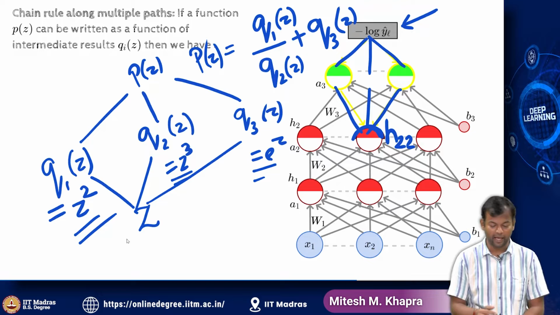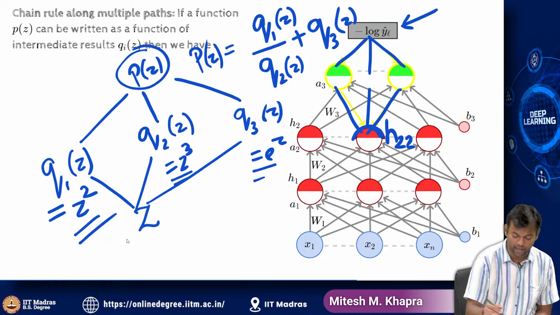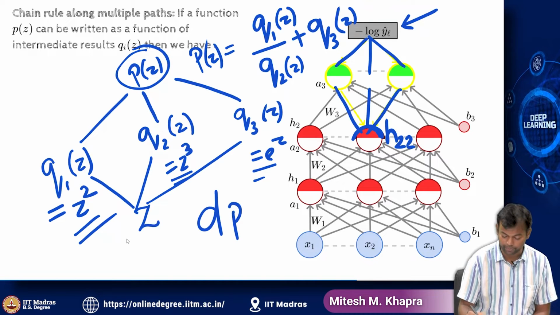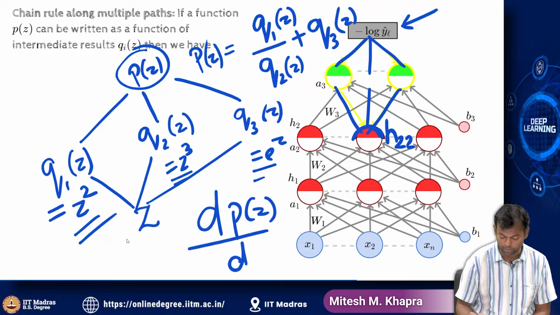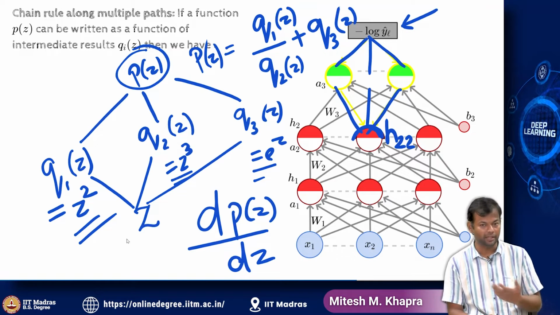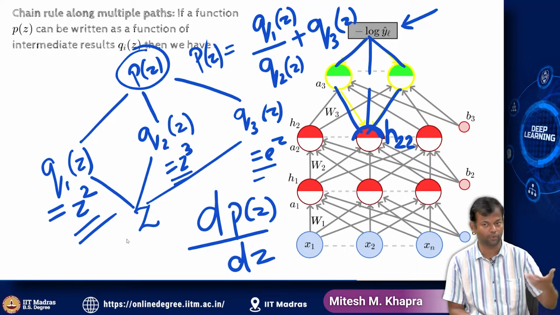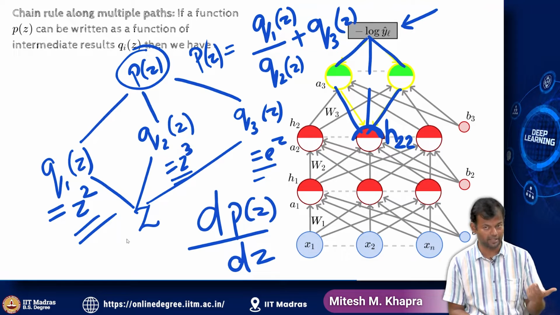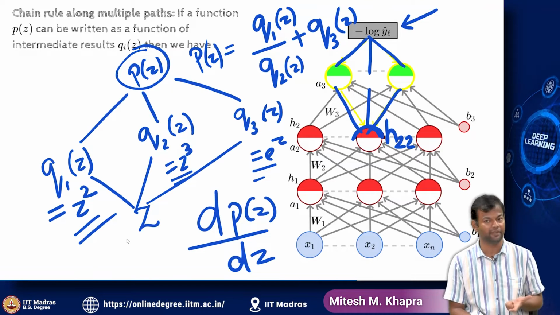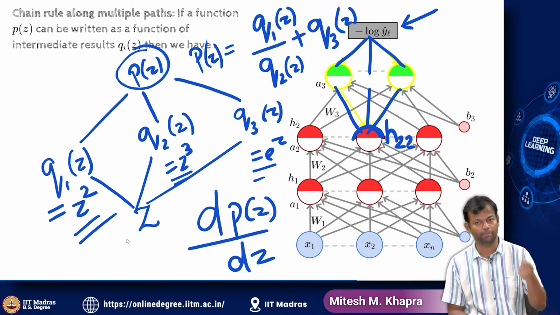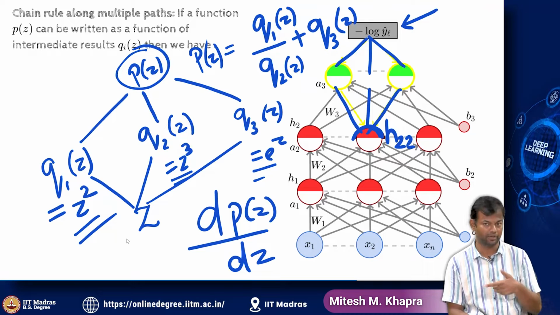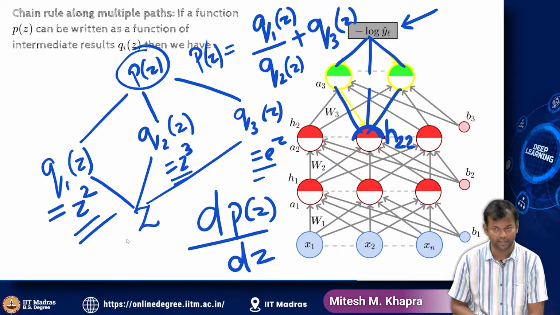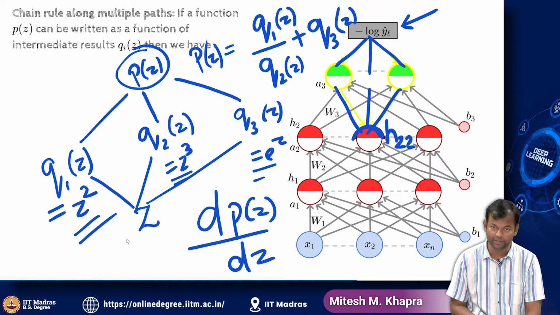Now can I ask you to compute the derivative of p of z with respect to z? What do I mean by that? Would this derivative exist, or would it just be 0? The derivative would exist, because I just said that p of z is a function of z, as it is computed using quantities which in turn depend on z. So this question is a valid question. Now how will you compute this derivative?